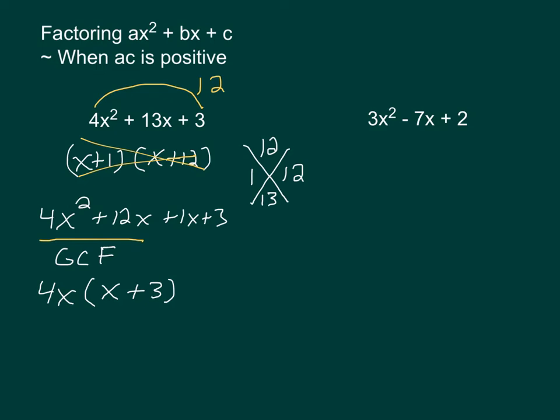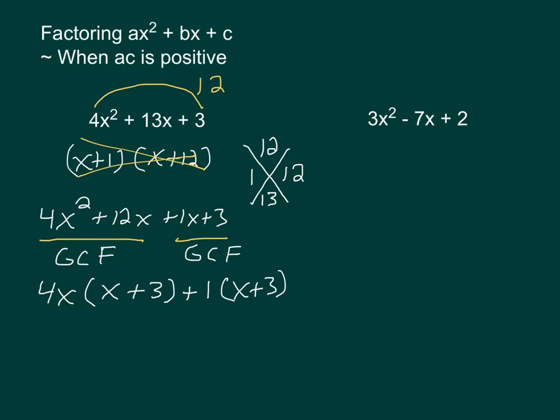The second thing we have to look at is the second batch of numbers, plus 1x plus 3. Once again, look for the greatest common factor. They don't have a greatest common factor, so what I'm going to put out in front is a plus 1. And now, in parentheses, what I'd have to leave in there is an x plus 3. Now this is new. This is something we haven't done before.